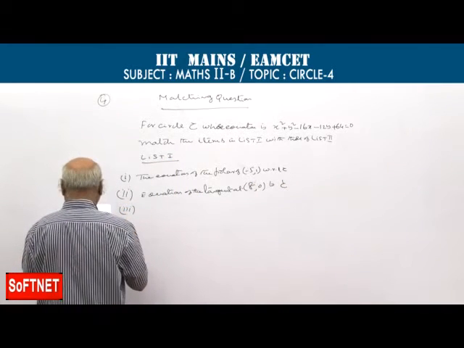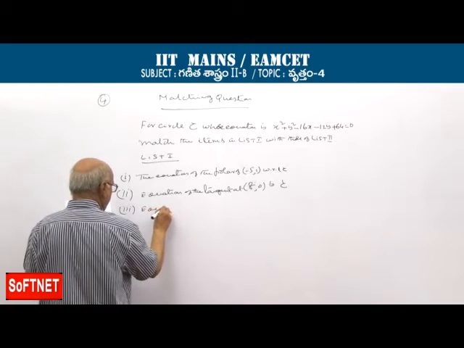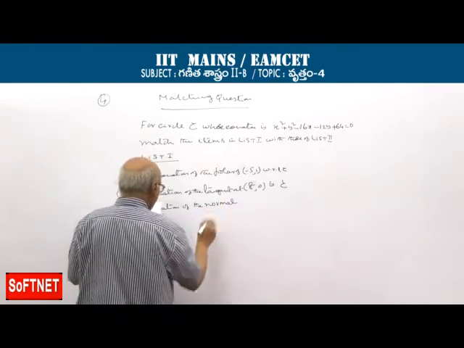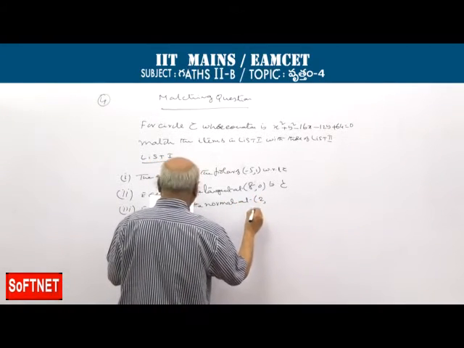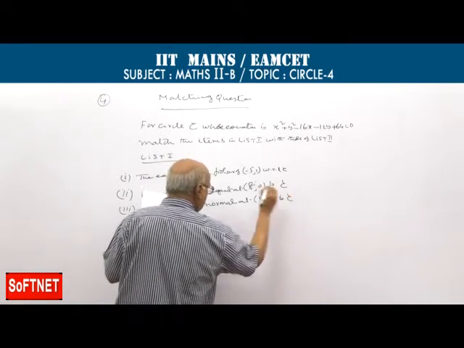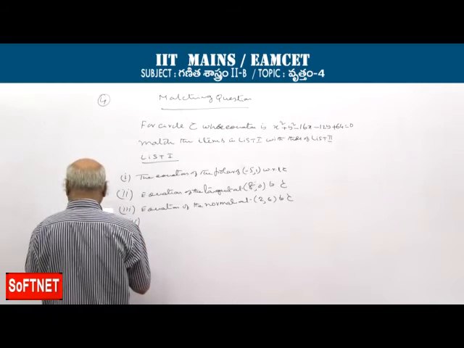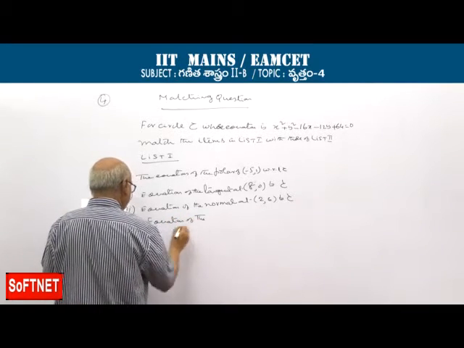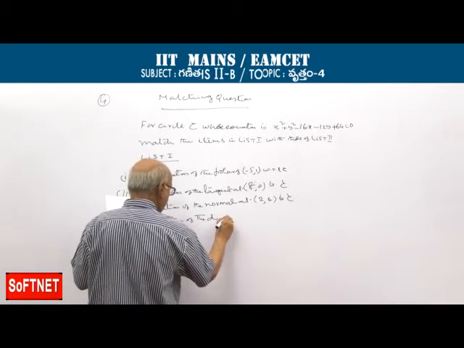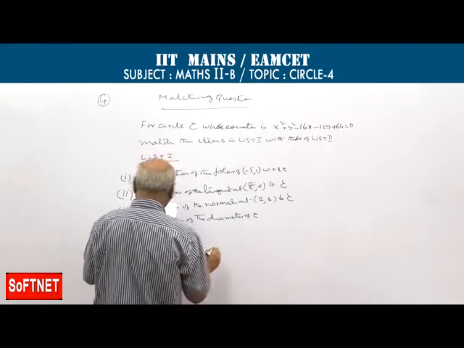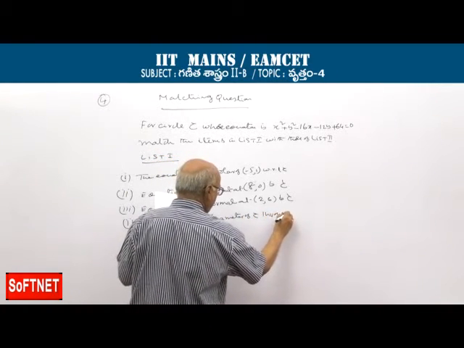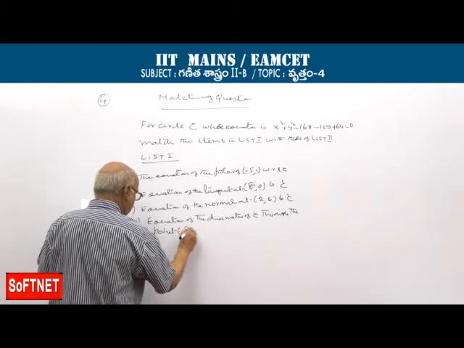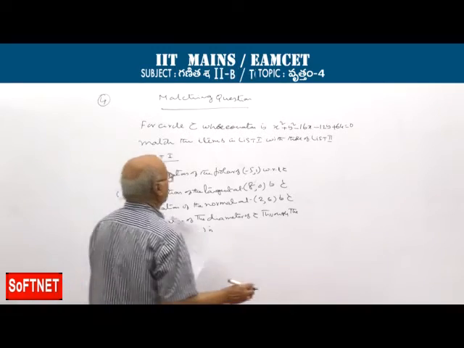Number 3, equation of the normal at 2 comma 6 to C. Number 4, equation of the diameter of C through the point 8 comma 12. So that is list 1.